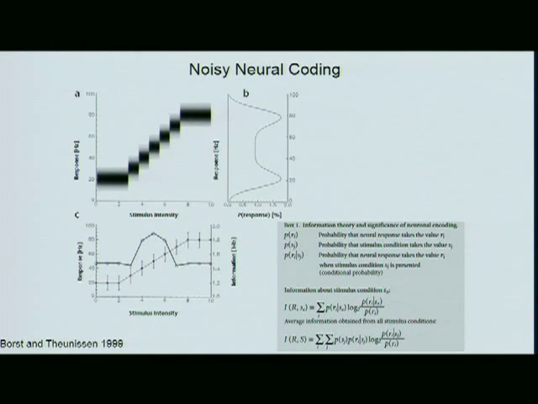According to information theory, the stimulus which transmits the most information is sitting right here in the middle of the tuning curve. It's not at the maximum value of the firing rate. It's actually at the maximum value of the slope, in between the two extremes.